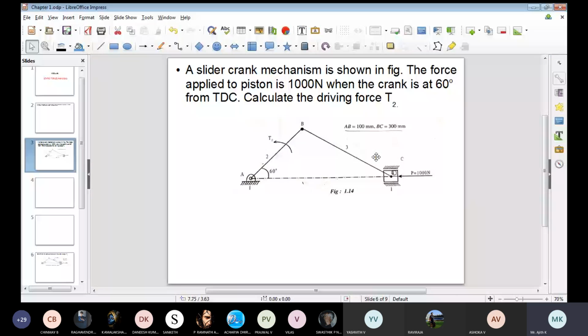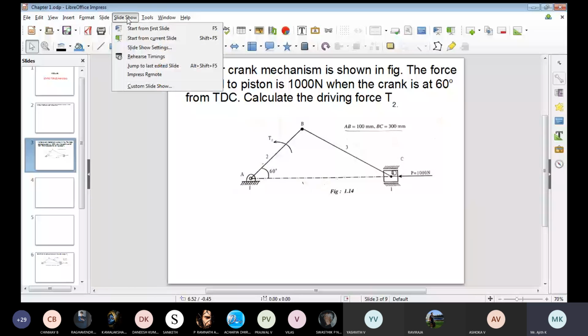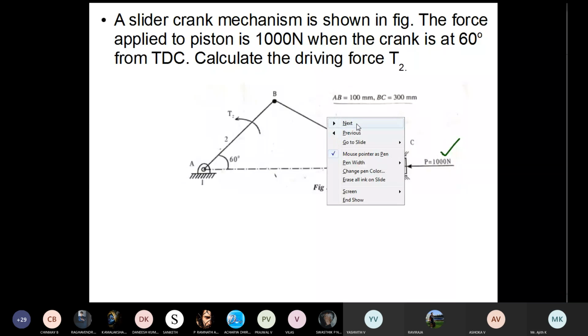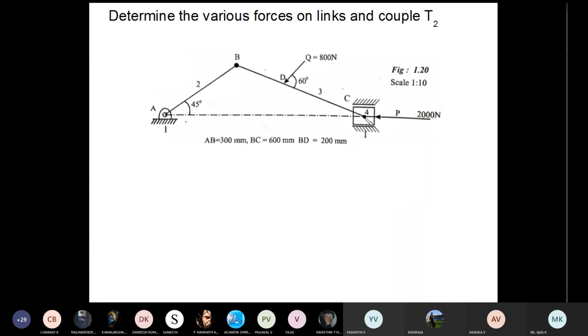This problem number 1, if you consider, in the entire mechanism, one external force is acting. A force of 1000 Newton is acting on the piston or slider. A force of 1000 Newton is acting on slider, and in the entire mechanism, that is the only force acting. But if you consider this problem, in this mechanism, there are two forces. A force of magnitude 2000 Newton is acting on slider. Apart from that, there is one more force of magnitude 800 Newton which is acting on link number 3.